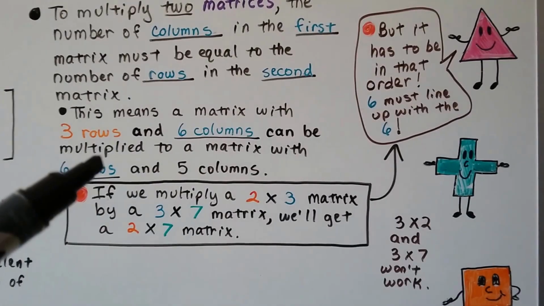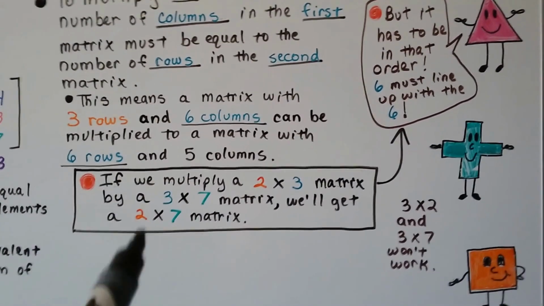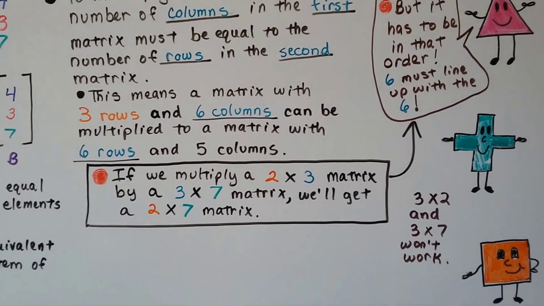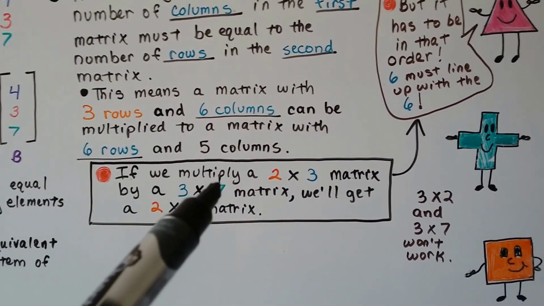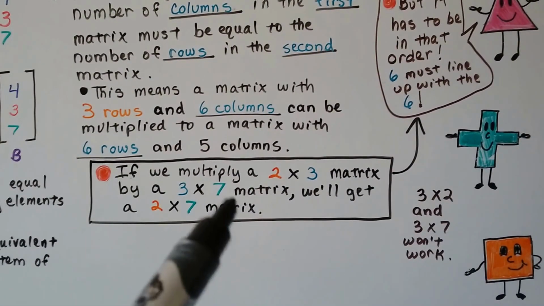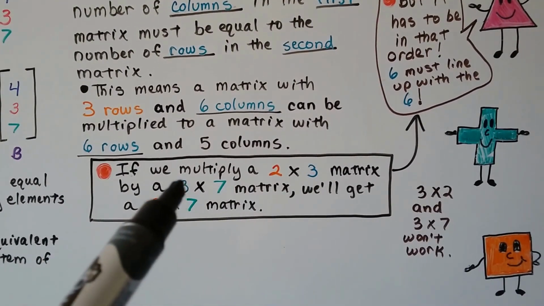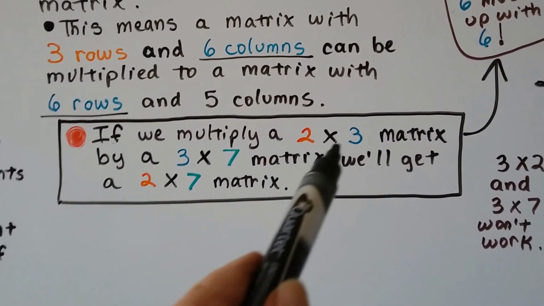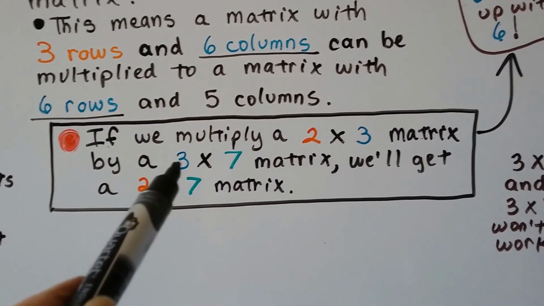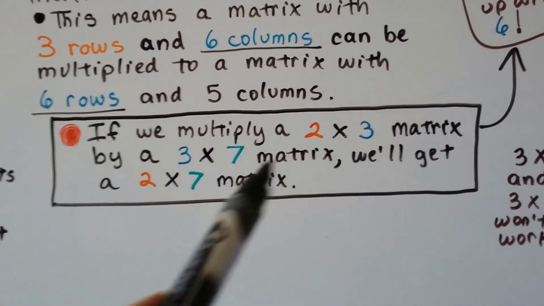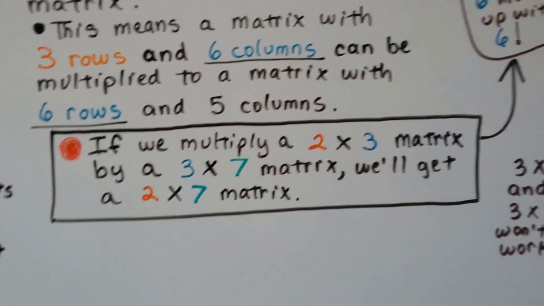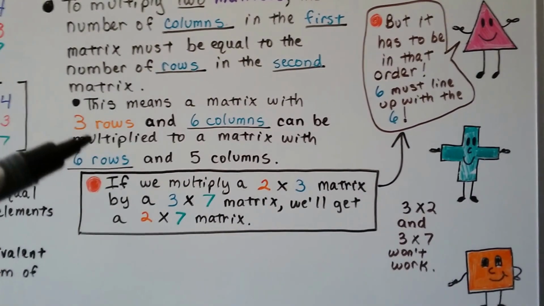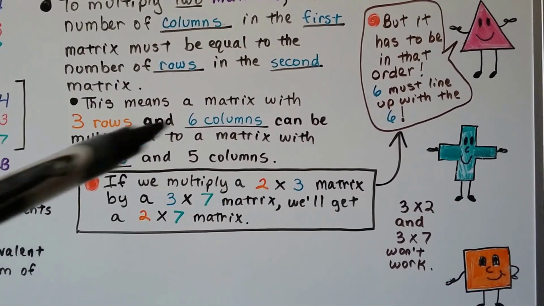So those columns match those rows. Look at it this way. If we multiply a 2 by 3 matrix, which has 2 rows and 3 columns, by a 3 by 7 matrix, we'll get a 2 by 7. See? Because that 3 and that 3 are like this. That's the columns, that's the rows. We can combine them and get a 2 by 7. But it has to be in that order. This 6 columns has to match that 6 rows. See?